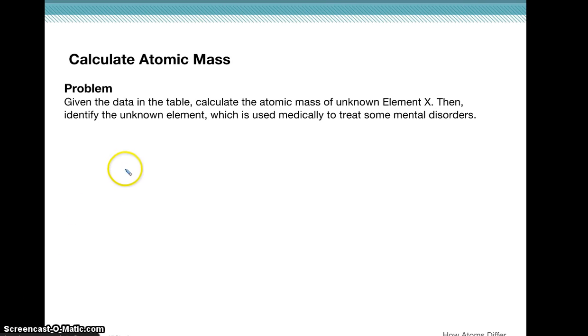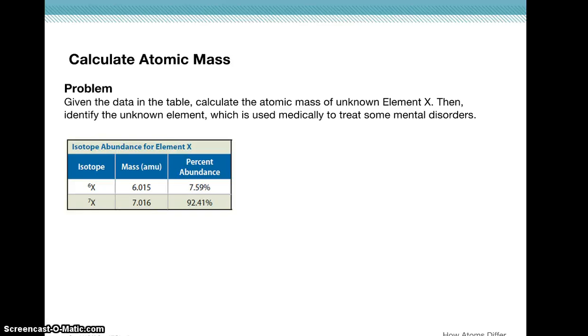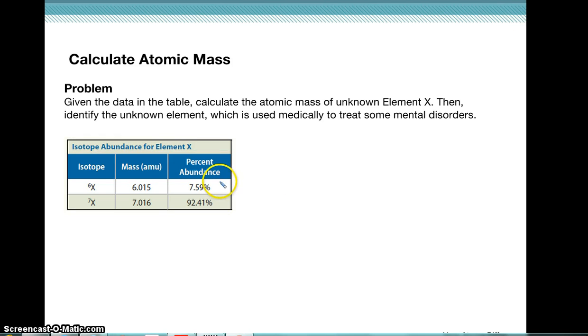All right, it says, given the data in the table, calculate the atomic mass of unknown element X. Then identify the unknown element, which is used medically to treat some mental disorders. All right, so here is our data. So we have some element X, and it tells us the mass of each isotope and the percent abundance. So you're going to need your calculators out. If you don't have your calculator out, you need to pause and go get it.